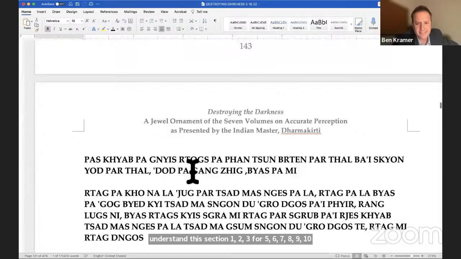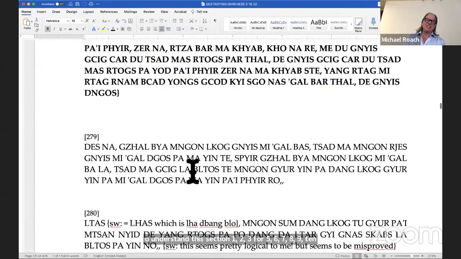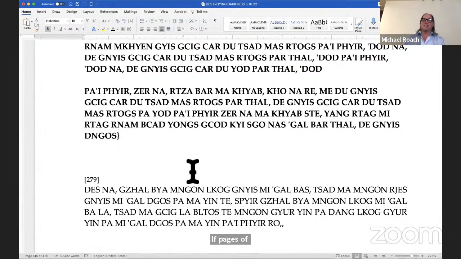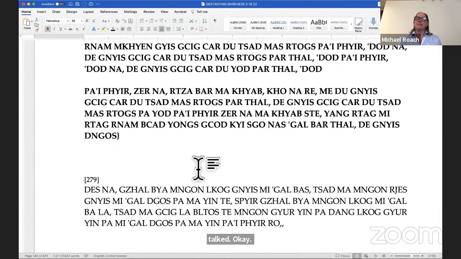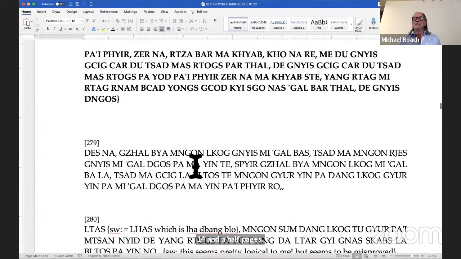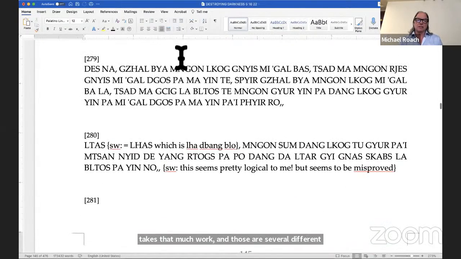Yeah. 14 and a half pages of notes to understand what I just taught you. Okay, somebody has to sit at home and ignore their wife for 14 and a half pages to understand what I just told you. Okay, seriously, it takes that much work. And those are several different commentaries. Okay, let's quit praising Geshe-la and go straight to the text.